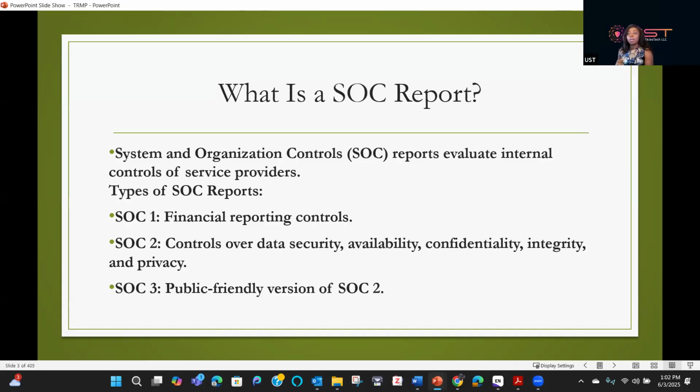First, we're talking about SOC, not the Security Operations Center, like a SOC analyst. This one we're talking about the SOC report, System and Organization Controls. The report evaluates internal controls of service providers.